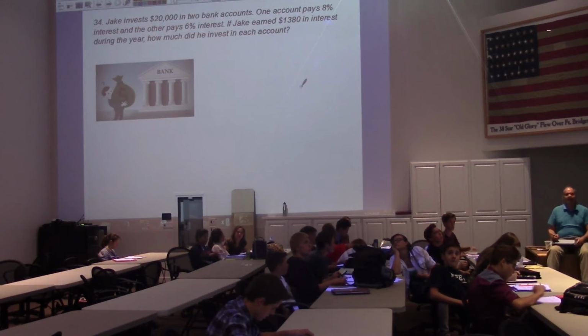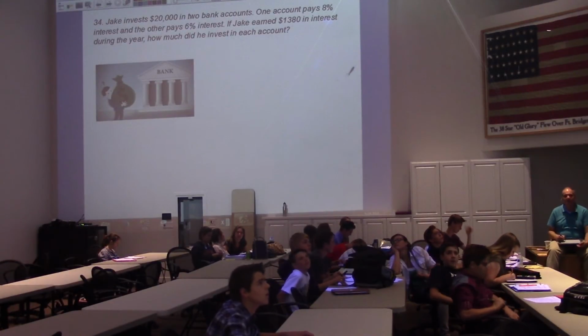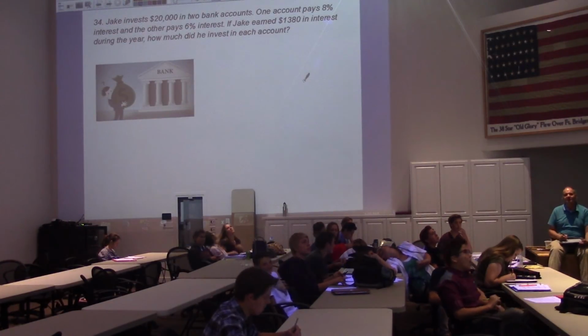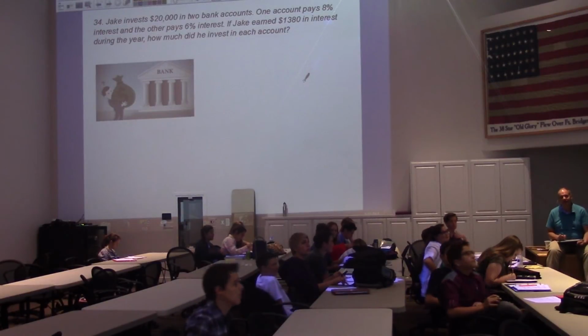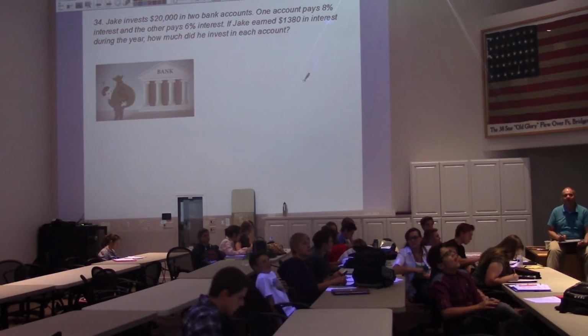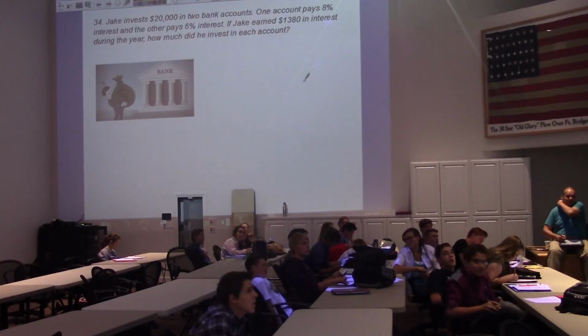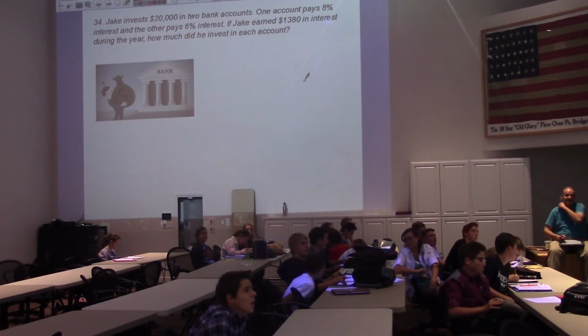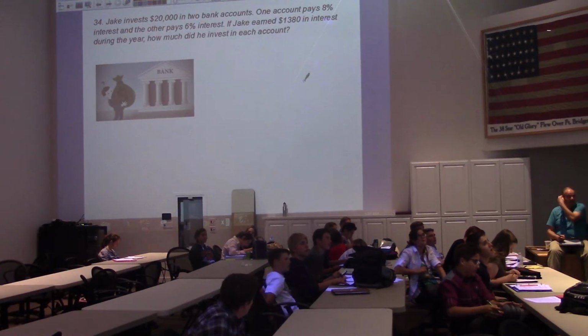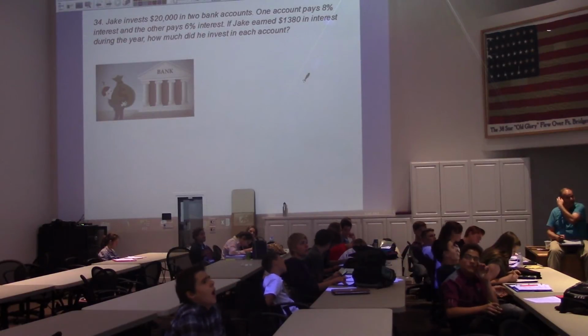Okay, we have Jake. He's going to invest some money in the bank. How on earth did he earn that much money? $20,000. How do you rob the bank? So, he's got a rich uncle, okay? He's going to put $20,000 in the bank. He's kind of not very smart. Okay, one account pays 8%, one account pays 6%. I would just do the 8%.